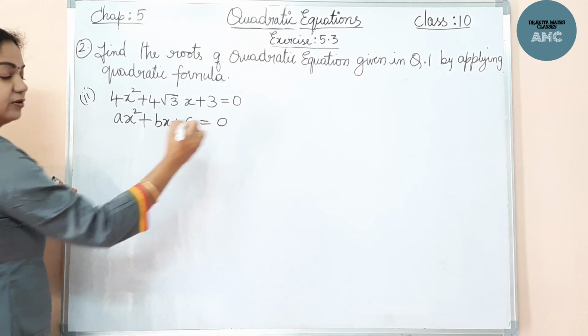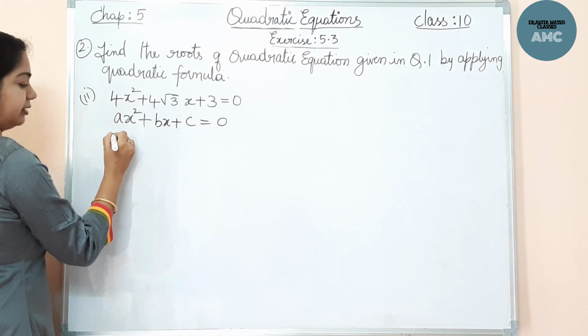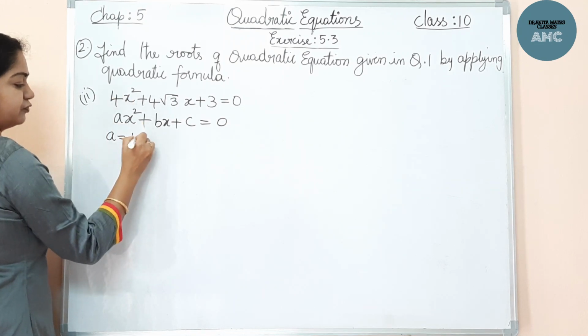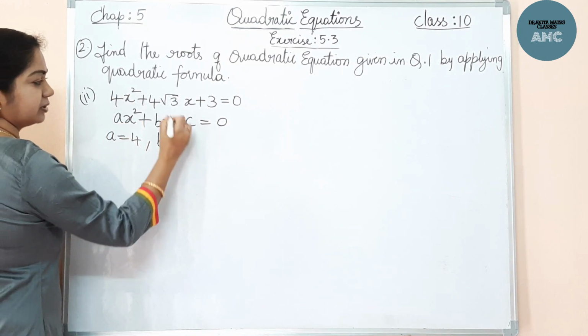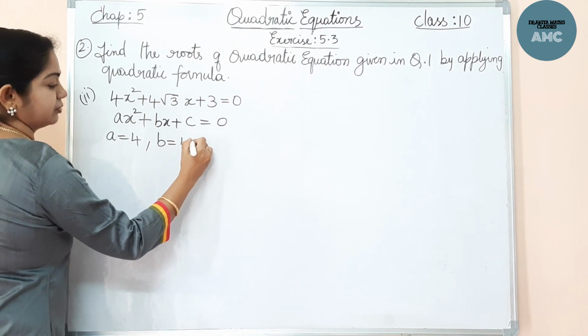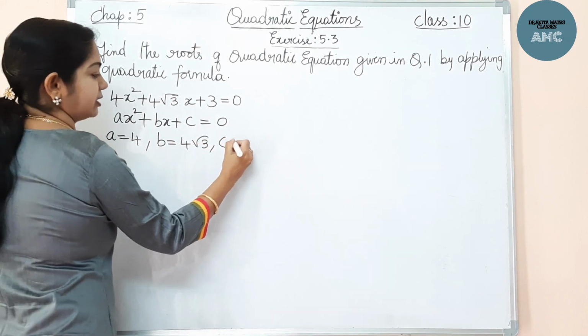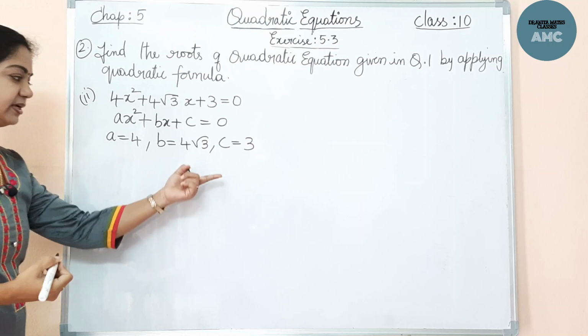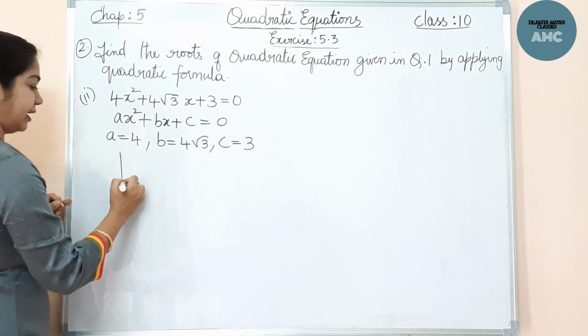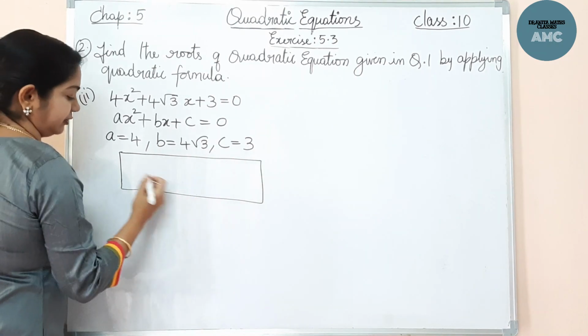This is the general formula of the quadratic equation. Now here a value is equal to 4. B value is equal to the coefficient of x, that is 4 root 3, and C value is equal to 3. First write down the a, b, c values. Then we will apply the formula.